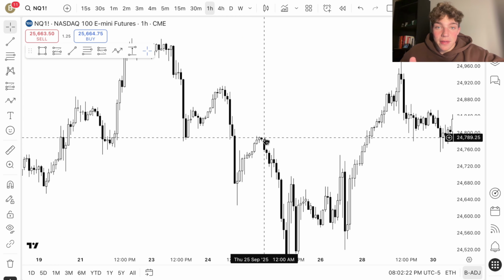This is not advanced stuff. Now, one thing that is a little bit more advanced is a change in state of delivery or a market structure shift. That would be when the market flips from bearish to bullish order flow. How do we know this? Well, that is what I'll get into right now.